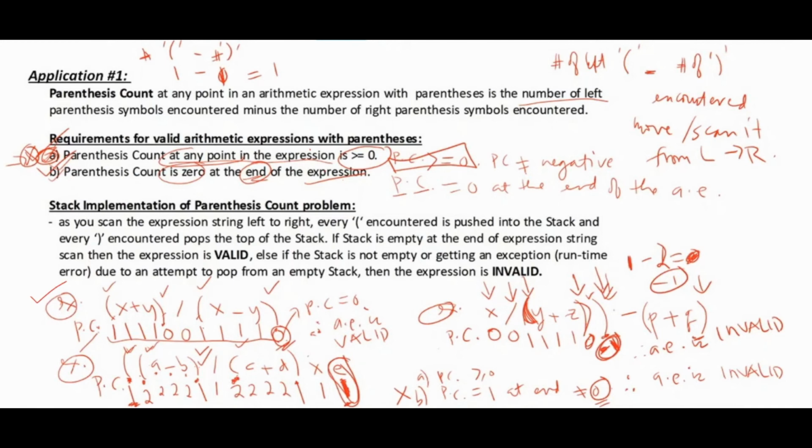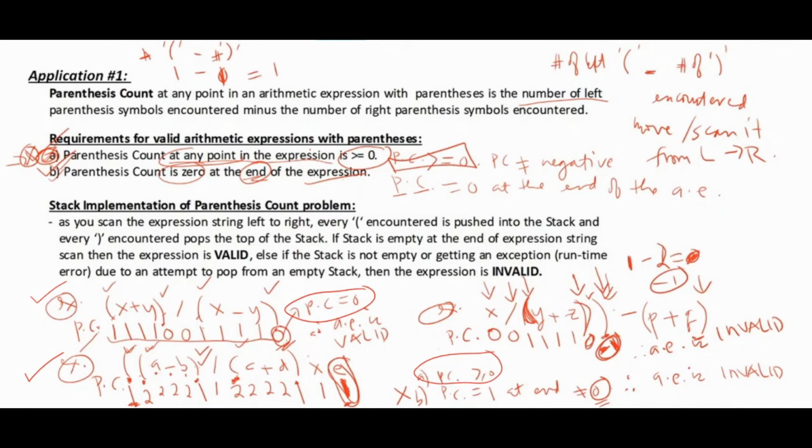When the parenthesis count is equal to 0, just like in the first example here, it means that the number of left and right parentheses symbols are equal and thus this arithmetic expression has balanced parentheses. When the parenthesis count is greater than 0, just like in the second example, it means that there are more left parenthesis symbols than the number of right parentheses. And so, the arithmetic expression is not valid because it doesn't have balanced parentheses.